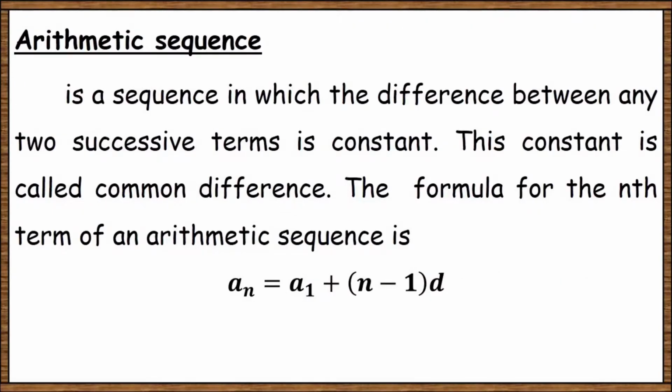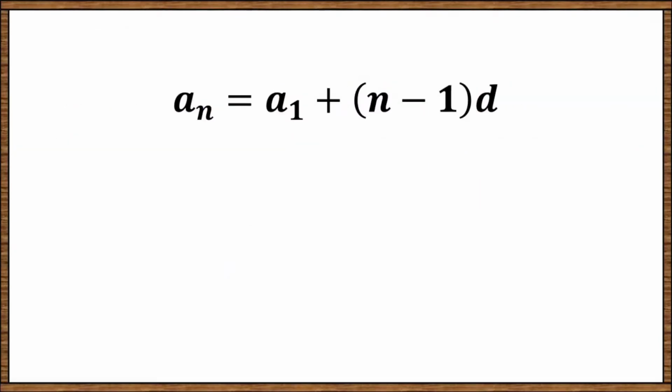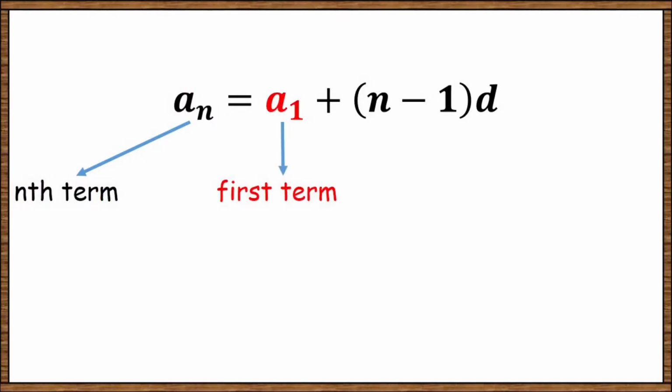Ngayon naman yung formula of finding the nth term ang ating tatalakayin. A sub n is equal to a sub 1 plus the quantity n minus 1 times d. Kung saan ang a sub n ay ang nth term. Ito yung kadalasang hinahanap sa problem. Tinutukoy nito kung anong term ang nasa given na position. A sub 1 naman ay ang first term ng sequence. Samantalang ang d ay ang common difference ng arithmetic sequence.